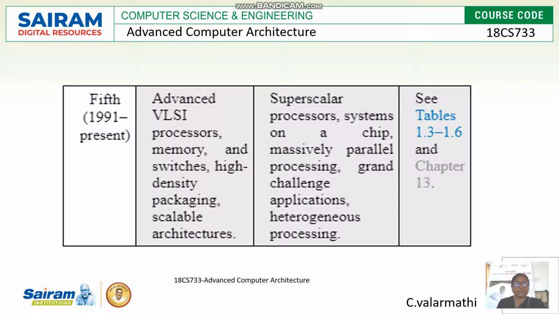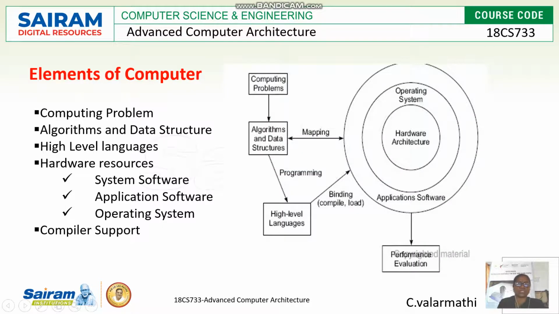Finally, we are in the fifth generation of computers, starting from 1991 till now. The technology we are using here is advanced VLSI processors and memories, superscalar processors, systems on a chip, and massively parallel processing in this kind of fifth generation computers. Then the next topic is elements of computer.